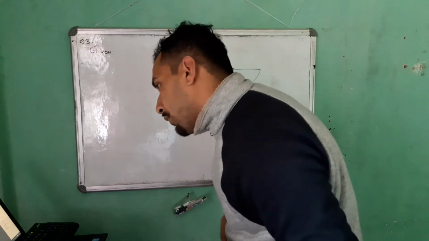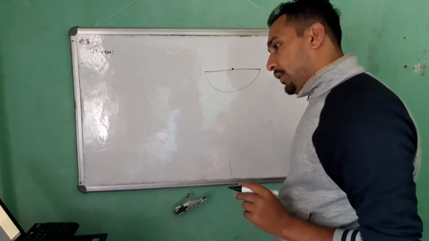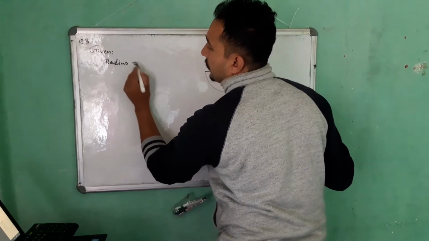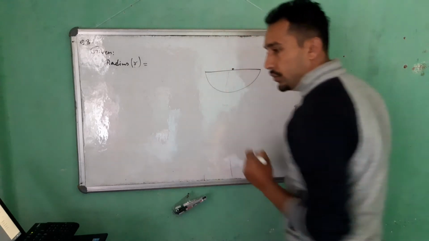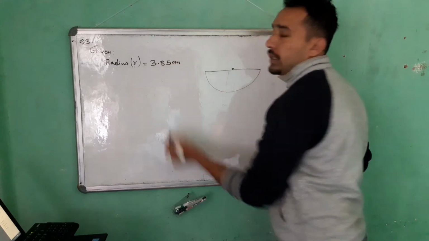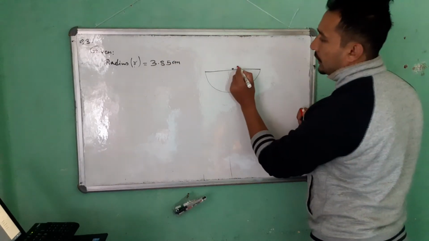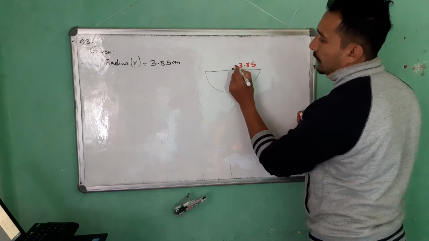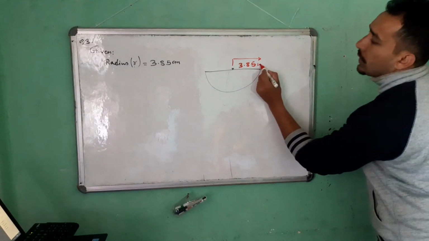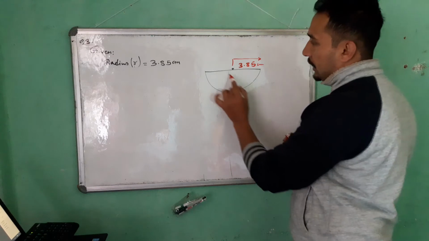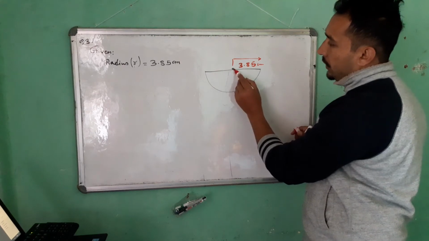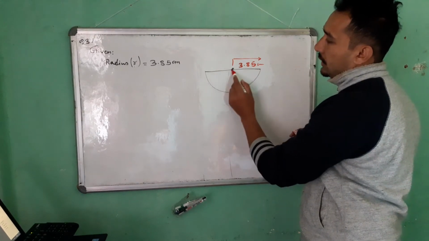So find the perimeter of the semicircular plate of radius. Given radius, it is denoted by r. r is equal to 3.85 centimeter. Here to here is 3.85. Here to here 3.85 centimeter. You have to find the perimeter. Perimeter means total circumference. If you start from here, this length plus this length plus this length.